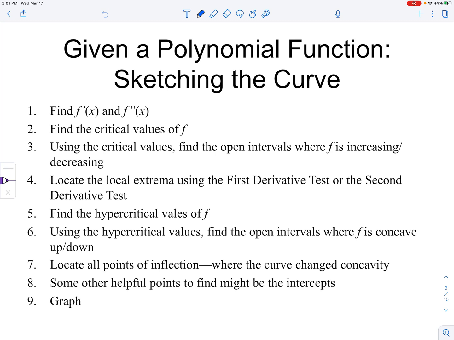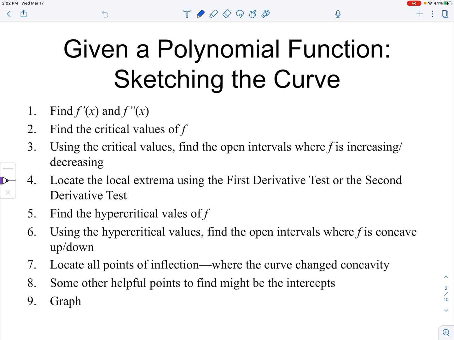in order to compile all of the information about the function that we want to use in order to sketch the graph. So we'll be looking at finding the first and second derivative, from the first derivative finding critical values of the function, using the critical values to determine where the function is increasing or decreasing, and then from there locating the local extrema, for which we can use either the first derivative or the second derivative test. Identifying hypercritical values of a function using the second derivative, and then using those hypercritical values to determine where the function is concave up or concave down.